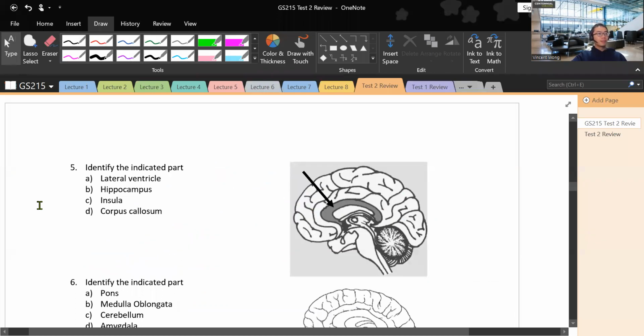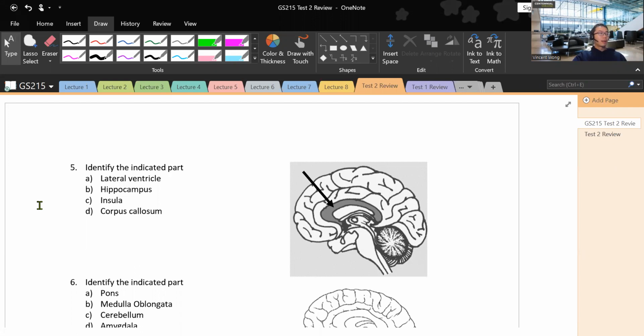Number 5, please. I mean, you should know this, right? I've been telling you since day one that we see this diagram. So if you see this question on the test, you should be very happy because you would know the answer to it, right?